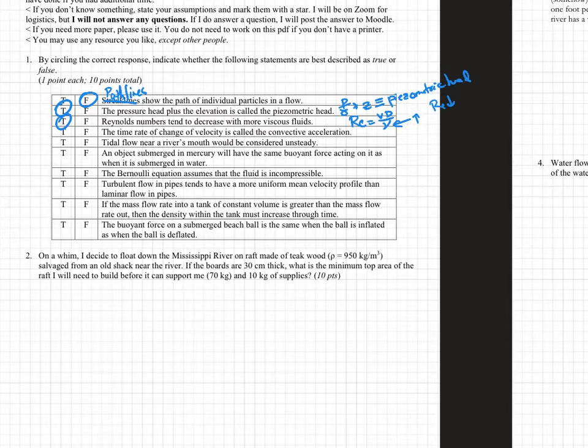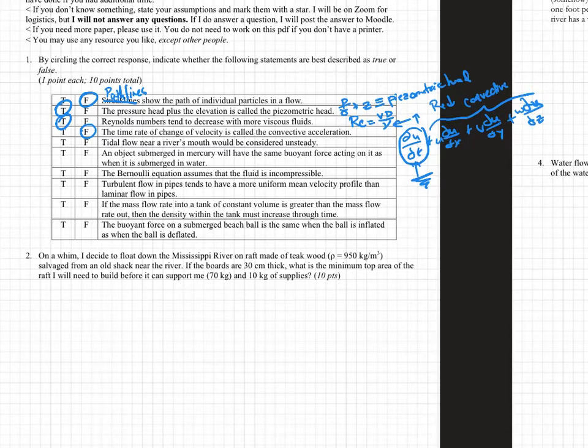The time rate of change of velocity is called the convective acceleration. So that basically means, usually you've got du dt plus u du dx plus v du dy plus w du dz. And this right here is the local acceleration, and this is the convective. So the time rate of change of velocity is this guy right here, and that is normally called the local acceleration. It's never called the convective acceleration. This is the convective over here. Convective is the spatial acceleration.